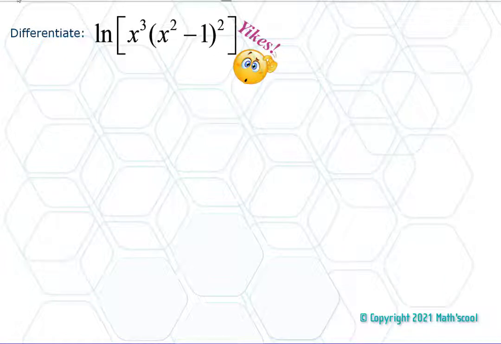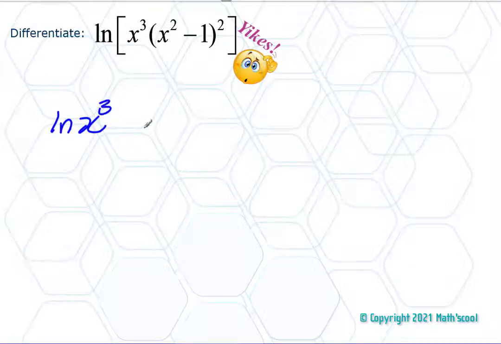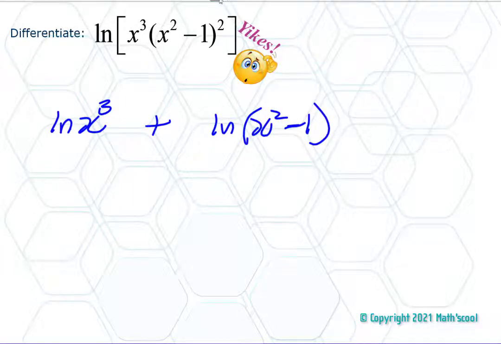One of the things about logs is because you can expand them so nicely, something that looks horrendous is actually quite easy to differentiate. So I'm going to expand this log. It's going to give me ln of x cubed plus ln of x squared minus 1 squared. Oh, and I can use the next rule for logs as well. I can bring that 3 down there and bring that 2 down there. So all I've done is expanded the log. Now I'm ready to differentiate it.